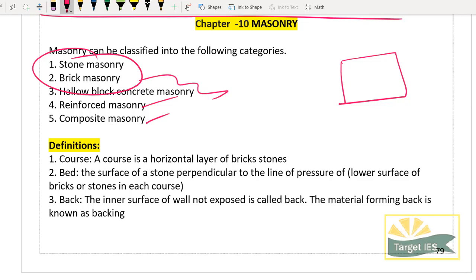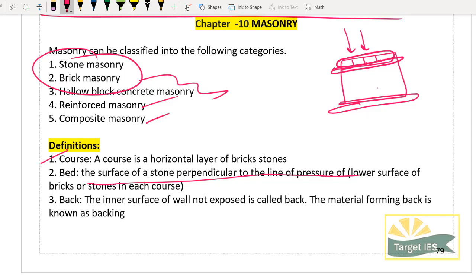Okay? So obviously you should know certain things here. Like course. See, we'll be arranging our bricks in horizontal fashion, right? So this horizontal layer, what do we call it, this layer we call a course. Similarly bed, the surface of stones perpendicular to line of pressure. See, the line of pressure is here. So anything which is perpendicular to it, we will be calling it bed. Okay, so bed, I hope you got it right. It is nothing but the surface which is perpendicular to line of pressure.